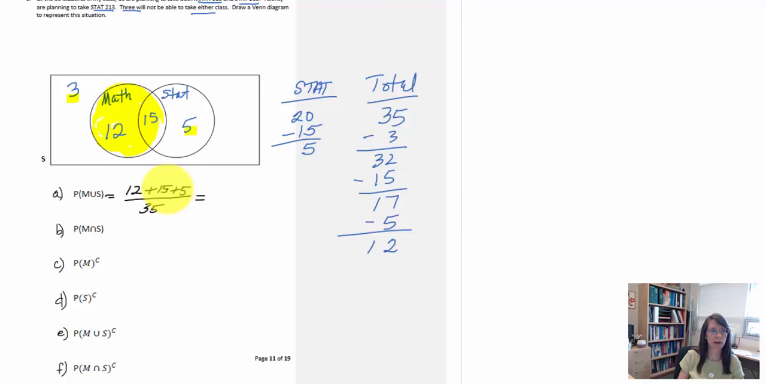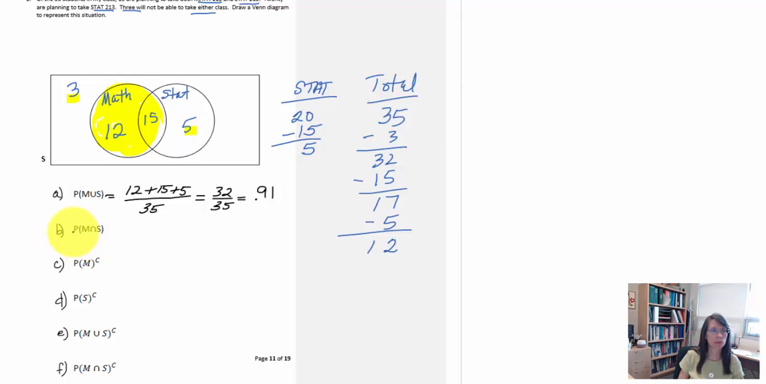So when we add our numerator, 15 and 5 make 20, adding 12 more, that would be 32 out of the 35. That decimal is 0.91. So I'll just round to 2 decimal places.